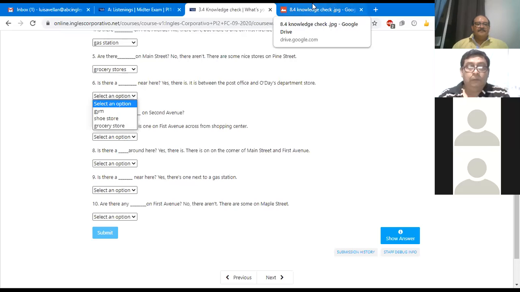Intensivo. Intermedio. No, intensivo. Cuatro intensivo. One. De las nueve a las diez.